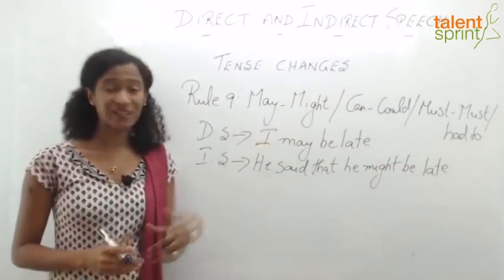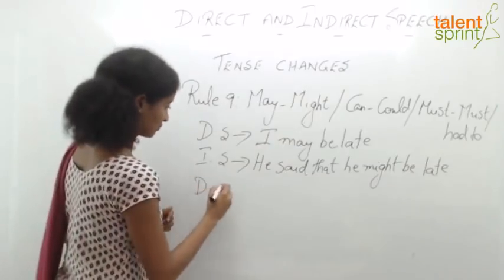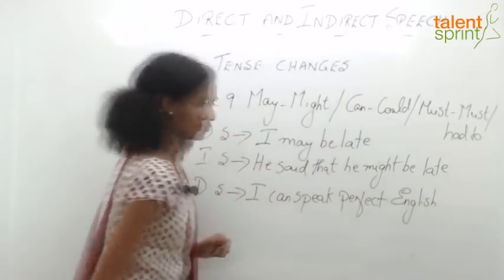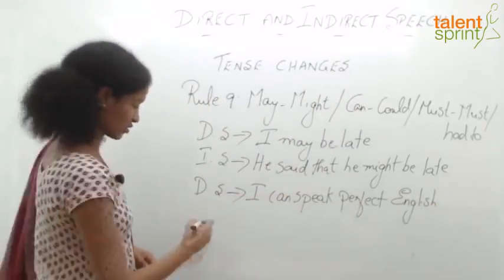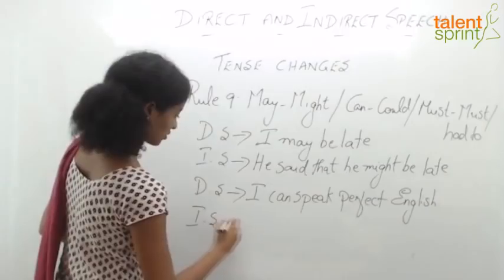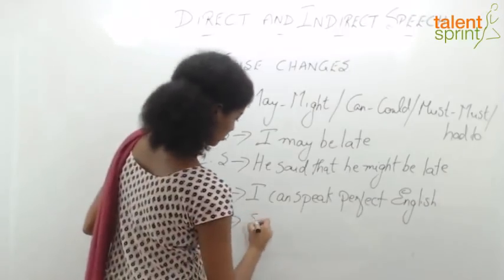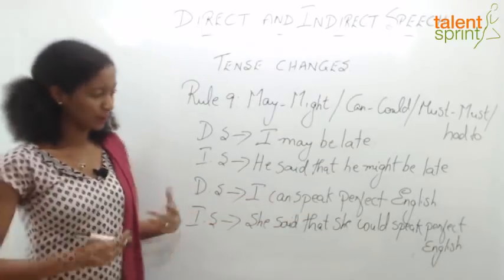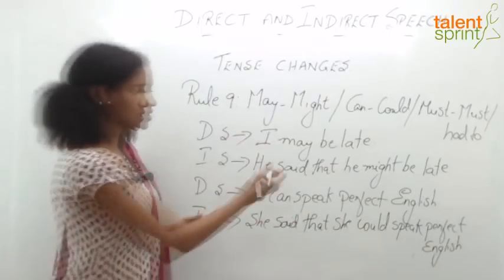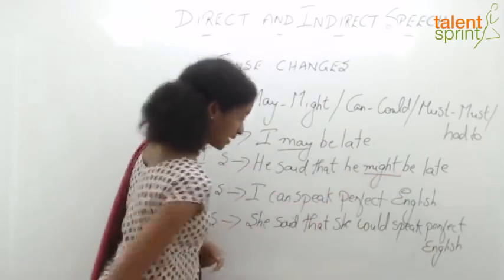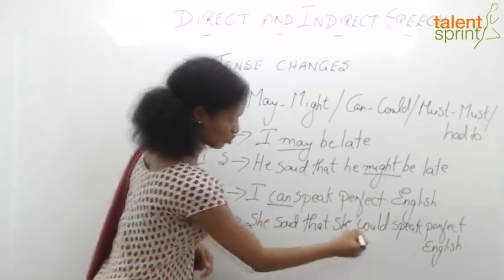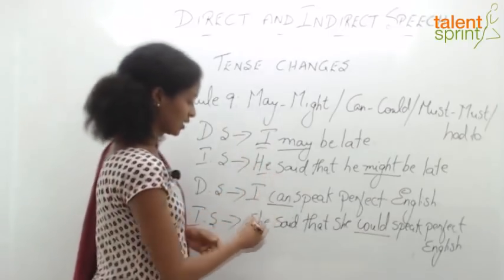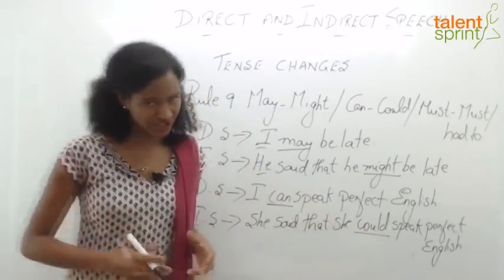Right? Let's look at can and could. Direct speech. I can speak perfect English. Indirect speech. She said that she could speak perfect English. So if you look at these examples, may is changed to might, can is changed to could, and obviously the pronoun I is changed to he, and I is changed to she.